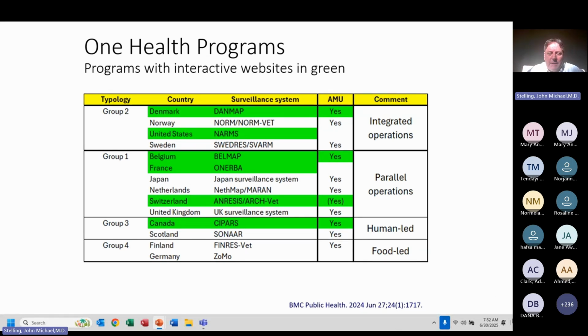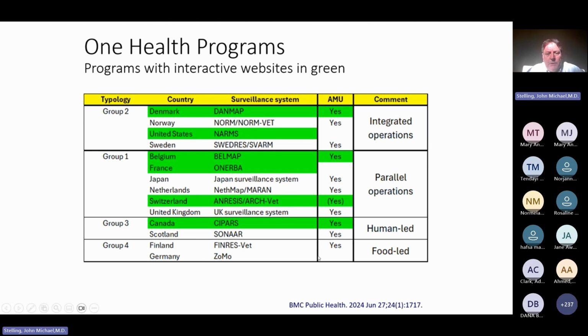Group 2, there's a little bit of a diversion. It's not about antibiograms, but group 2 is integrated operations where the human, animal, food sectors are collaborating extremely closely with the same panels, with the same database, with the same publications. Everything comes together in an integrated way.